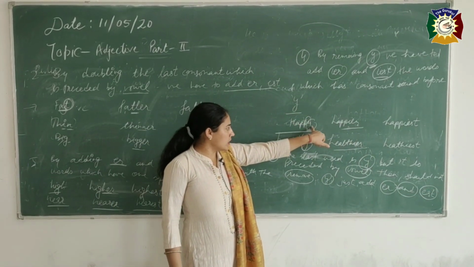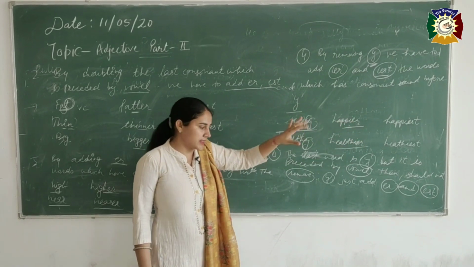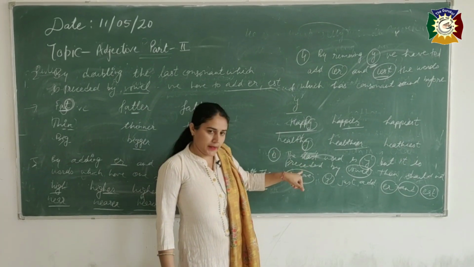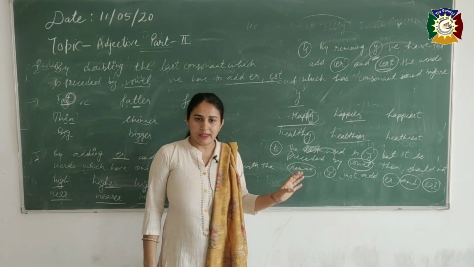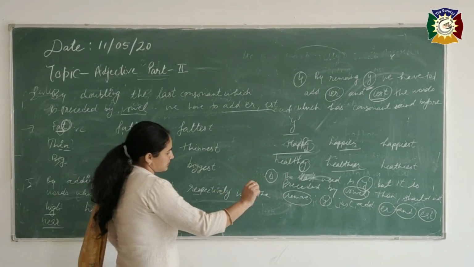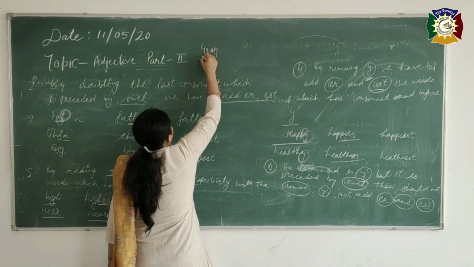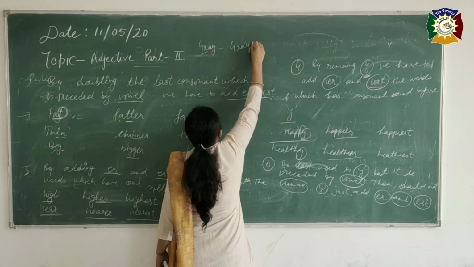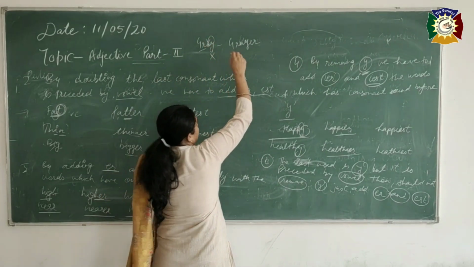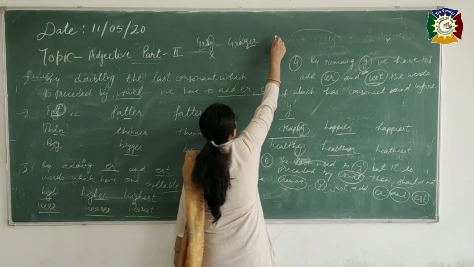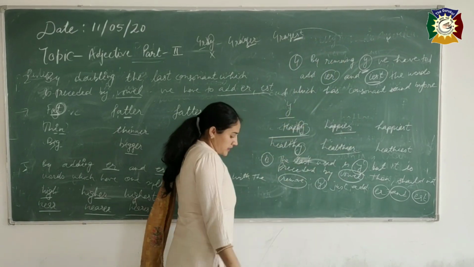If at the end of the word is y and it is preceded by consonant, we have to remove y and we have to add IER, IEST. In the second case, if at the end of the word there is y, but it is preceded by a vowel, we should not remove y, just ER, EST we have to add. Suppose example is, I am writing here grey, grayer. Y is preceded by vowel, so need not to remove the y. Simply we have to add ER, grayer and greyest. Keep these points in your mind.